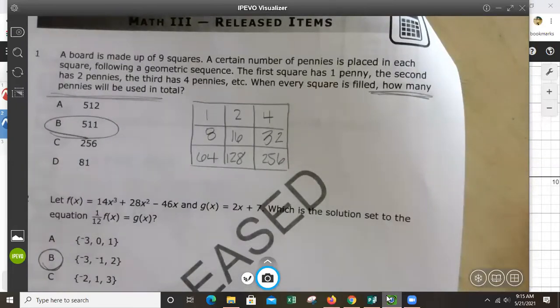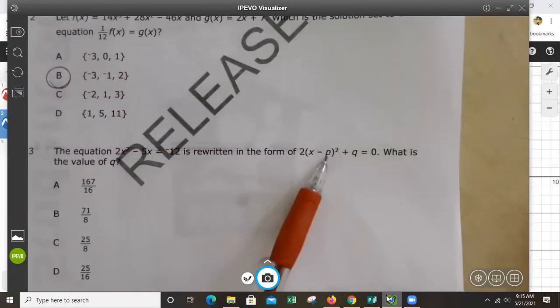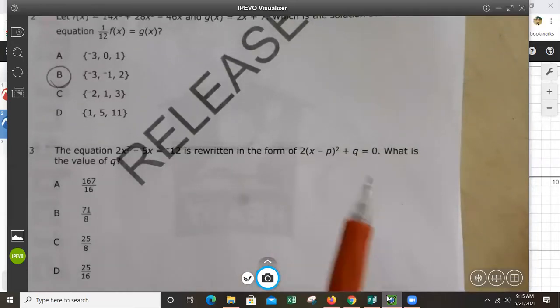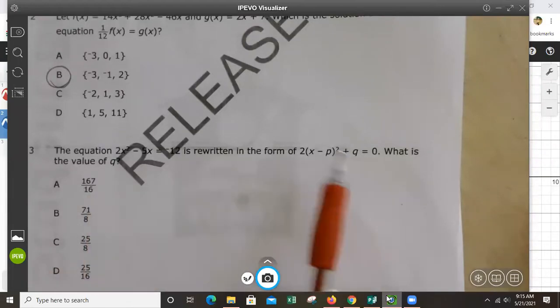Pretty simple. Here's one of those that I was telling you about. You have to do completing the square. We have to make it look like this, so we have to complete the square. But you can't plug it into Desmos because it gives you P and Q. Does everybody understand that? This one only gives you the value of Q, so I can't plug in here. So I actually have to do it by hand.